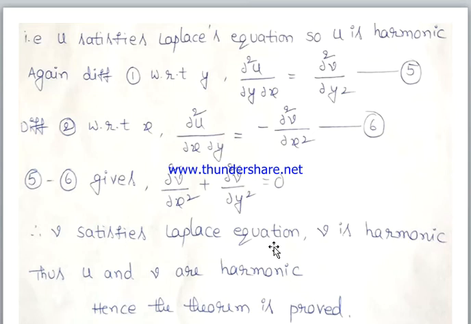V also satisfies the Laplace equation. V is also harmonic. Thus u and v are harmonic. Hence the theorem is proved. So that means if f(z) is analytic, u and v are harmonic functions.